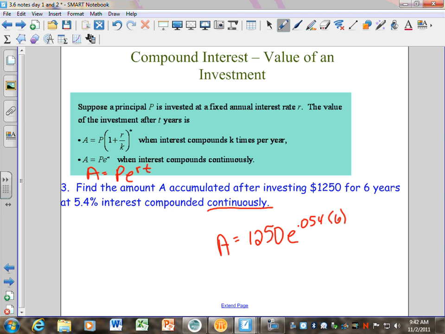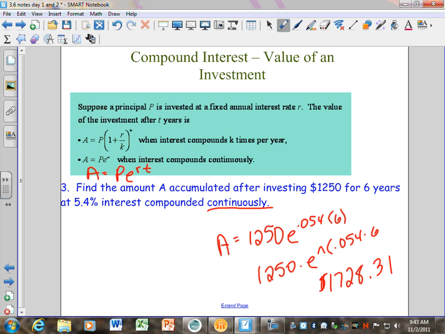On my calculators, when you type E, it automatically puts the caret in the parenthesis. So type all of this before you close that parenthesis. So you would type 1250 times E, and it automatically does this, 0.054 times 6. And since it's at the end, you don't even need to close that parenthesis. What do you get? $1,728.31. Yes? Again, money. I expect you guys. Every cent matters.